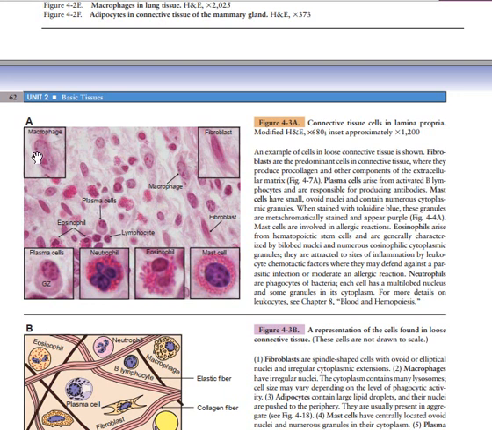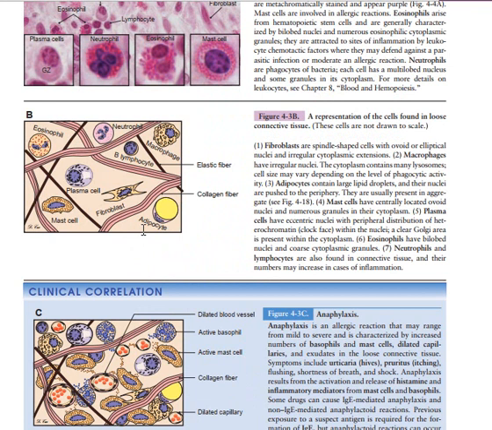For the macrophages, so macrophages are going to be very large, as you can see here. Here also it can be. So here's the macrophage because it's very large, and then you have some element of phagocytosis inside.